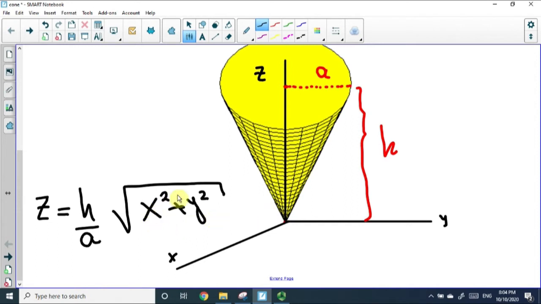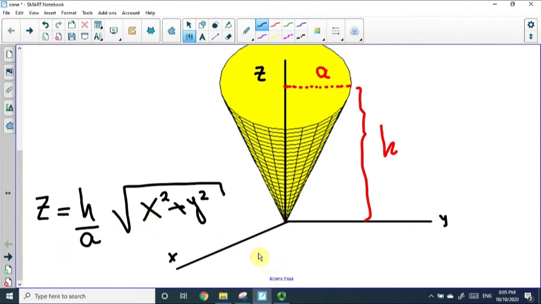Now, when we reach the maximum height of the cone, we will get the base of the cone, which has radius a. So at that height, x squared plus y squared will be the radius a squared. If you substitute x squared plus y squared equal to a squared, and then you take the square root, it will cancel the a, and you get z equal to h. That's the height of the cone. So this is the correct equation for the cone.